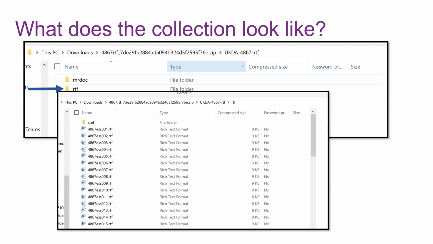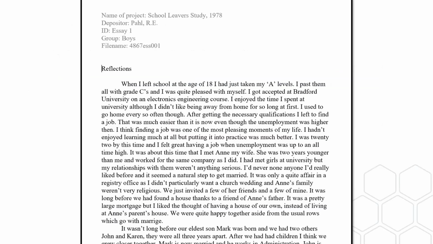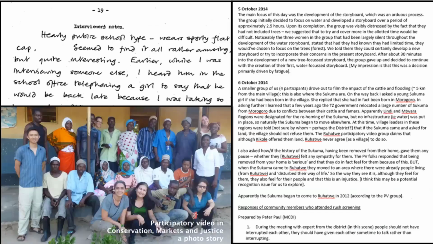Clicking on one of those files would open up a file which looks a bit like this. Okay, so this is a snippet of the school leavers essay, and that's what it looks like in its entirety. So the RTF has over 100 or so of those files, but the files don't have to just be essays or interview transcripts. So you might, for example, find something that looks like this in those data files.